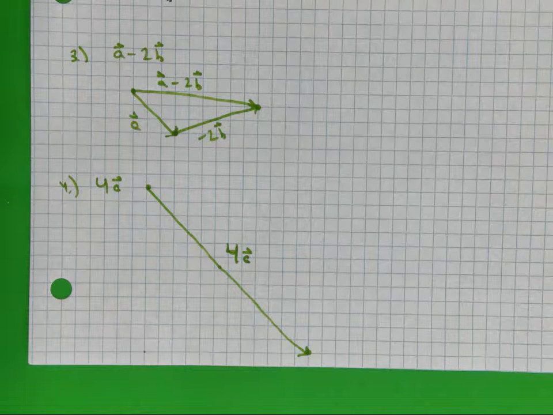1, 2, 3, 4, 5, 6. Do y'all see that? And then connect from the tail of the first one to the head of the second one. Notice I have everything labeled. That's what I expect, okay?